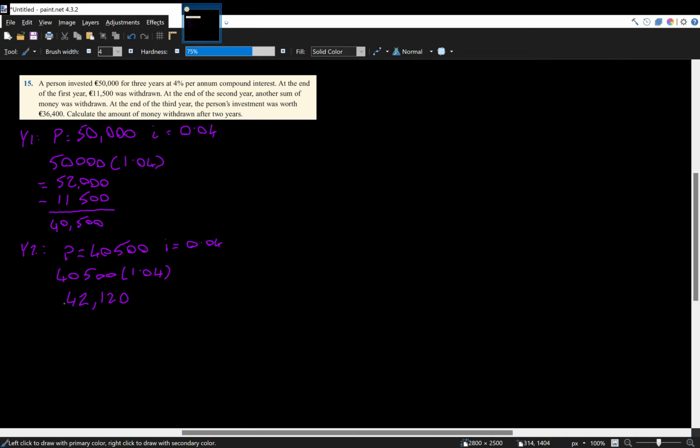Okay, now this is where we get a tiny bit of variation. The first way we can do this is to say that at the end of the second year, another sum of money was withdrawn. We're going to give that amount a name, we're going to call it X. So we have 42,120 minus X. That sum in brackets is the amount of money in the account at the end of the second year, which means it's how much is in the account at the start of the third year. And now we go to year 3.